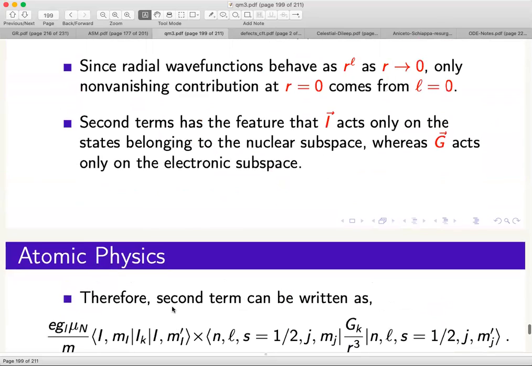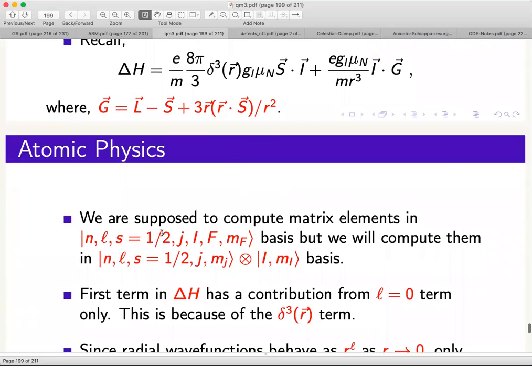So this is the reason why we want to work in the old basis and not in the new basis. Simply because while the first term contributes at only L equals 0, this term contributes for arbitrary nuclear and electronic spin. But in this dot product, I acts on only the nuclear degrees of freedom, and G acts only on the electronic degrees of freedom. And in that sense, a tensor product state involving electronic quantum numbers tensored with a state involving the nuclear quantum number seems to be the best thing to utilize.